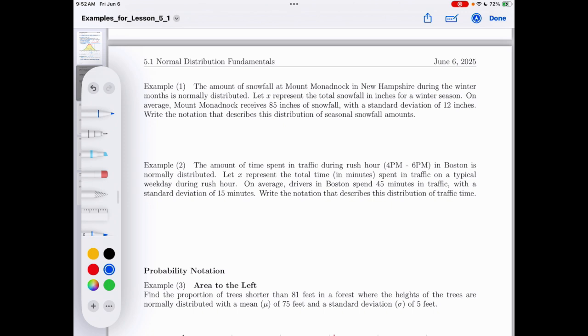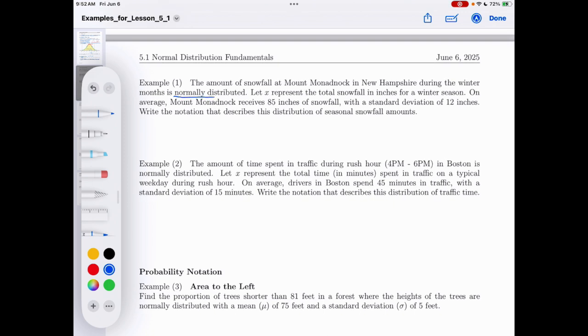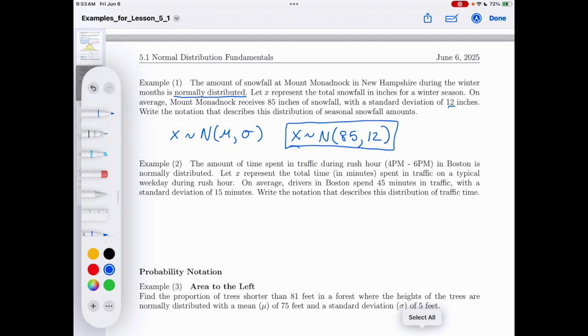So this tells me that we have a normal distribution. So when I write my notation, it's going to have an N. We always write the mean and then the standard deviation. So in this particular example, our notation is going to look like this. It says that the average is 85 inches, and it says the standard deviation is 12 inches. So this is what our notation looks like for this distribution.